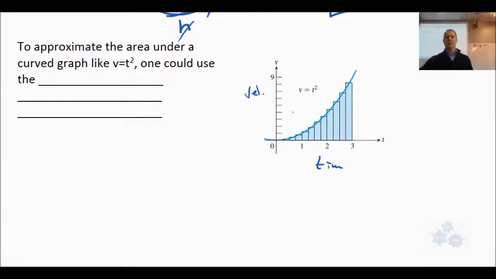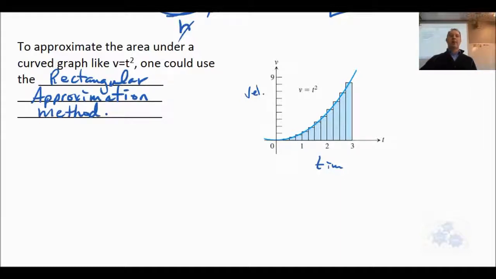And so if we have something like this, we could approximate the area under the graph. And we talked about average value of a function already, right? So you might be thinking about that. Again, this is still a precursor to that because that has to do with integrals. So how could we estimate this area? We could use the rectangular approximation method.